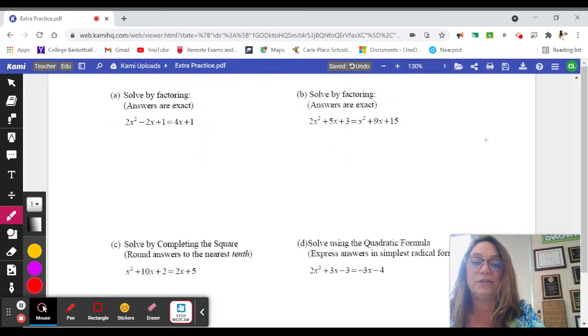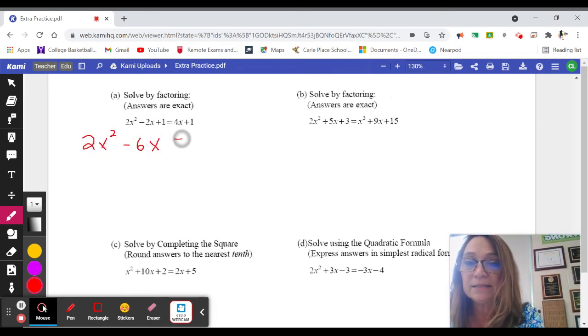Okay, solve by factoring. So first I'm going to set it equal to 0. So that becomes 2x squared minus 6x equals 0. GCF is 2x. Pull it out. So that gives me x equals 0 and x equals 3.